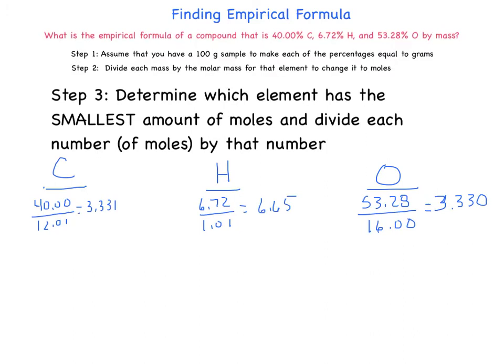My next step, I have to determine which one had the smallest amount of moles and divide each of the moles by that number. Carbon had the 3.331, hydrogen 6.65, and oxygen 3.330. This is my smallest one right down here, so I'm going to divide each one by 3.330, and I may not end up with an exact whole number, but I should come up pretty close. And the answers I got were 1.000, 2.00, which actually was 1.99699 and so on, but in 3 sig figs it winds up to be 2.00, and this obviously is going to be 1.00. I just didn't have room for the sig figs.